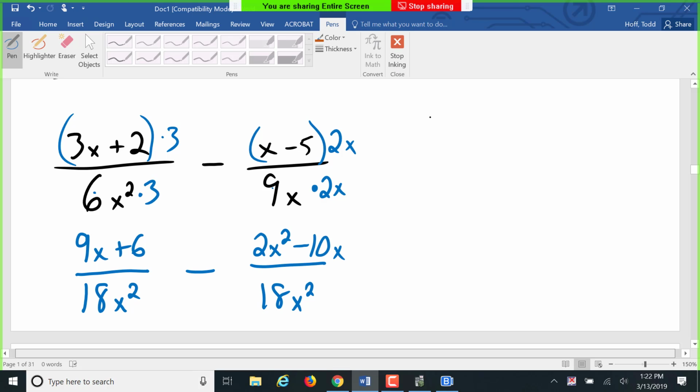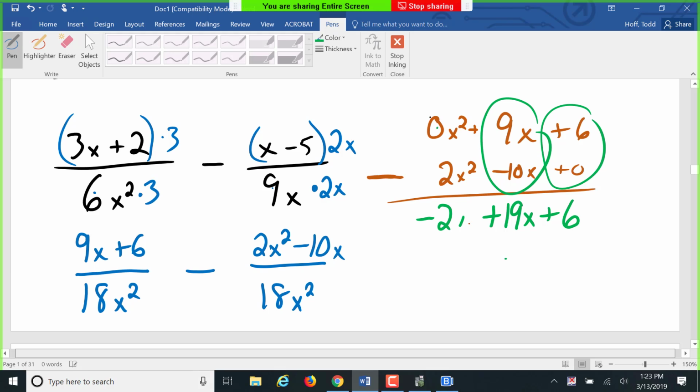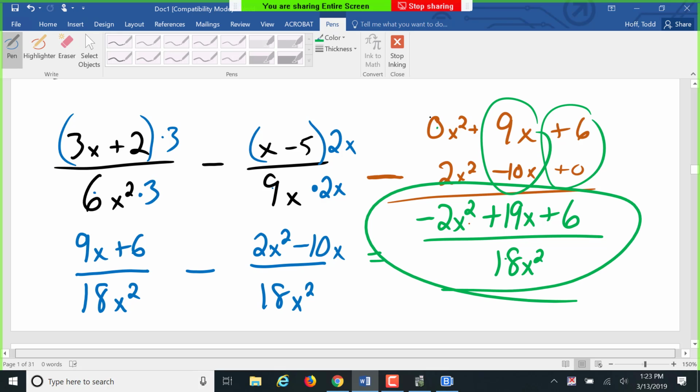Now we are subtracting here. This is 9x plus 6. I'm going to have to put a 0x squared up here so that we can subtract 2x squared minus 10x. Put a plus 0 there. So 6 minus 0 is just still a positive 6. 9 minus a negative 10 is a positive 19x. 0 minus 2 is negative 2x squared over 18x squared. That's our result.